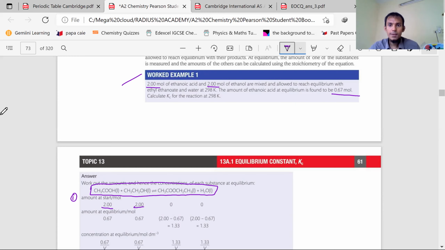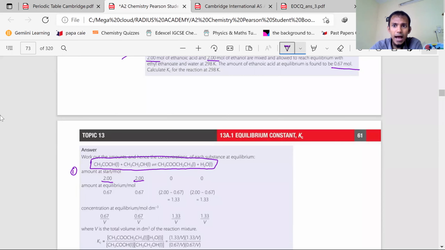Now see, the amount of ethanoic acid at equilibrium is found to be 0.67 mole. That means after equilibrium has been reached, the amount you have found at equilibrium is 0.67. Okay? I don't want to give this as number 2, I will bring it as number 3. Number 2 point should be changed.